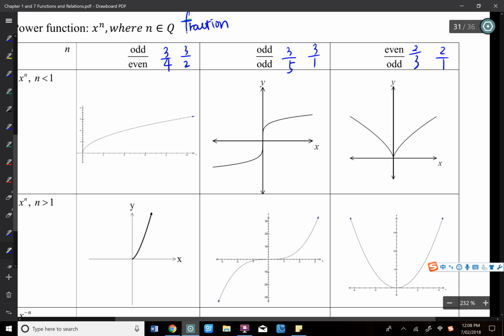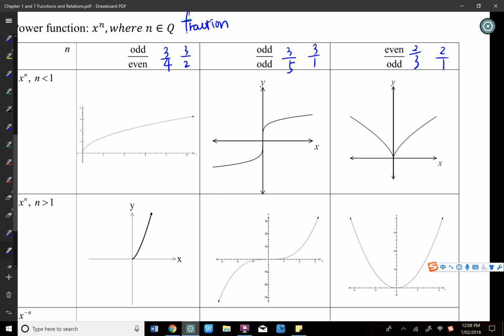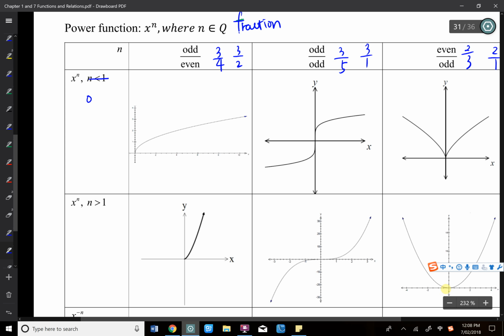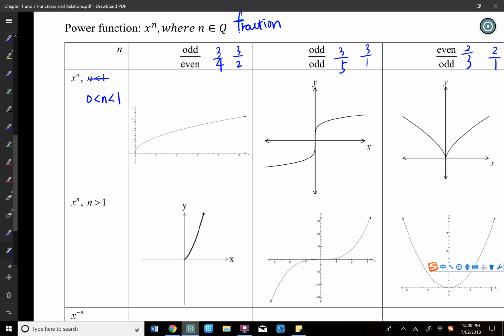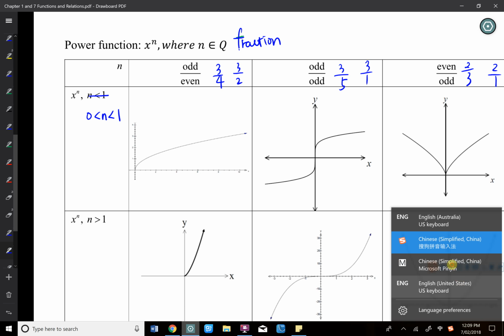Now that becomes the interesting part. Can we have even over even? Why not? Simplify and it must go back to one of those. So we won't really have 2 over 4, it's a half. So that's odd over even already. So now let's have a think. Can you change this first? Go for n in between 0 and 1. I forgot the 0. So n is in between 0 and 1. Okay, so let's just look at the first row.